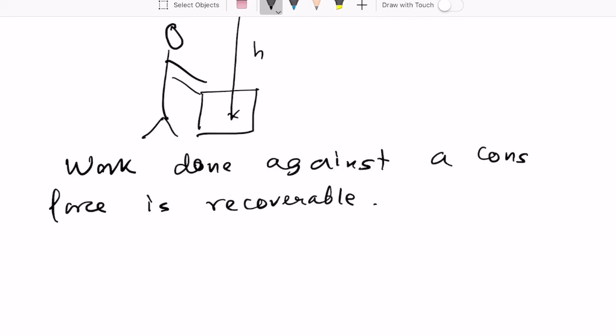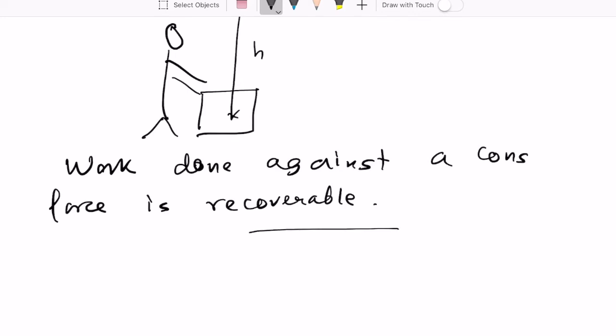And how do you get potential energy? You do work against a conservative force. And then the work that you're doing is stored, and you can recover that work later on in the form of other types of energy. Okay.